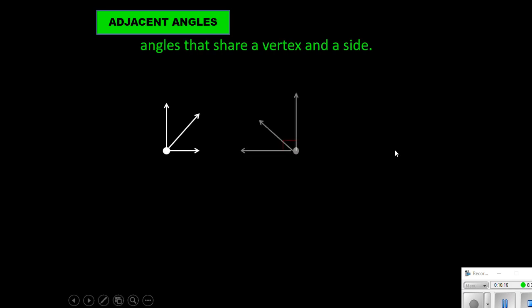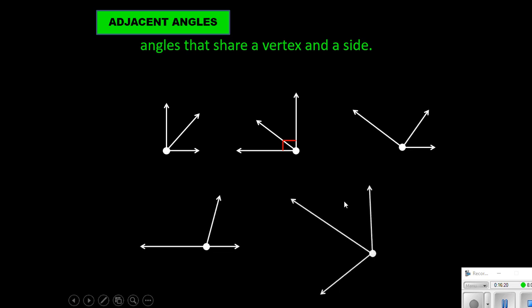So adjacent angles are basically angles that are touching. They're sharing one side and the vertex. All of these are examples of adjacent angles. It's two angles that are sharing the vertex and one side.